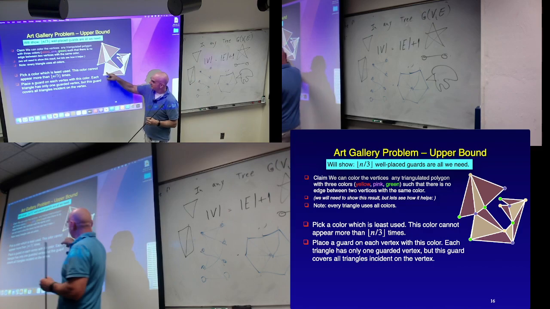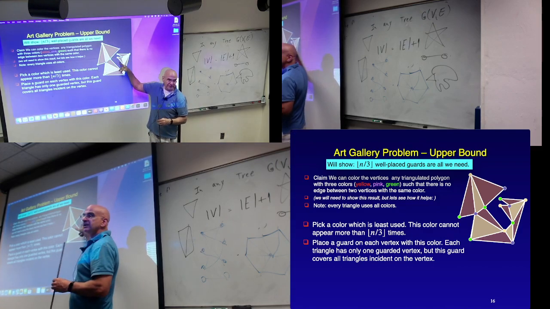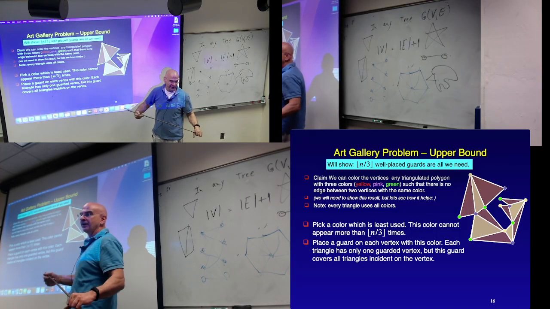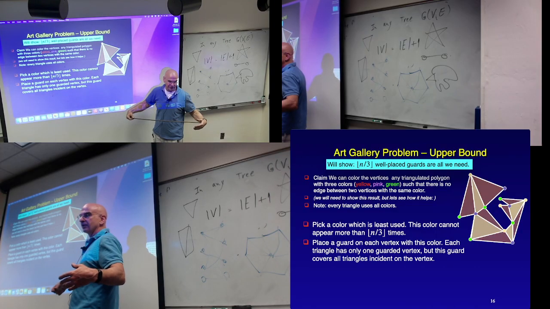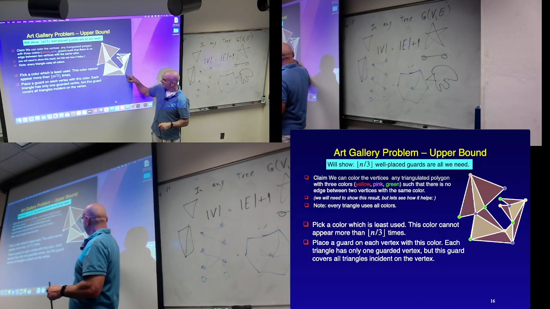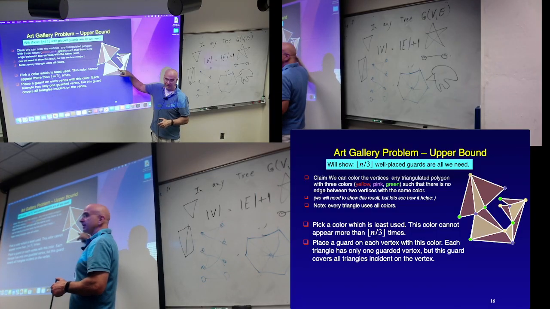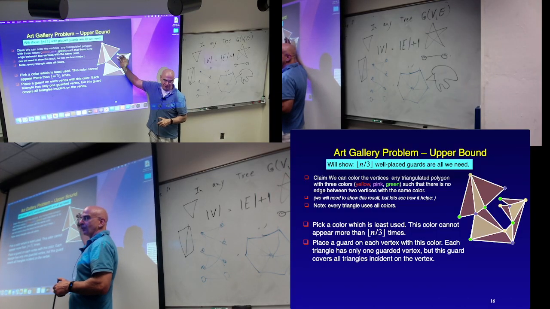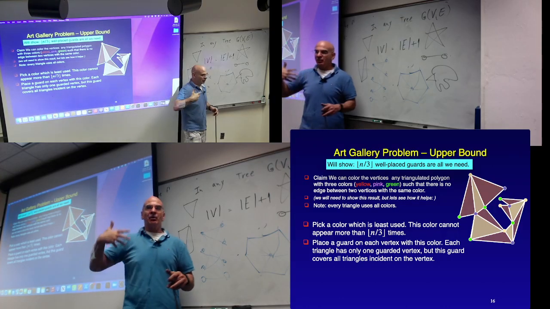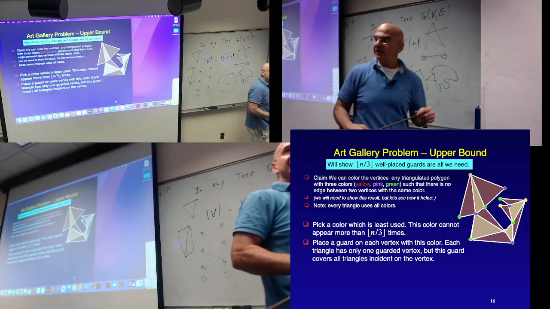Every vertex has exactly one color. So one of these three sets of vertices has at most n over 3 vertices, and I pick this set, and that's exactly where I put my guard. And since from this set I have a candidate in each triangle, I guarded the whole polygon. So for a simple polygon, I never need more than n over 3 many vertices.